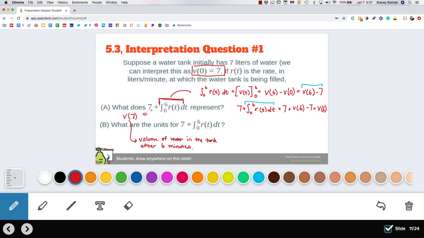Think of it like this. This is the initial amount, and then you're adding the area from 0 to 6, right? So it's like you're starting here, and then you're adding however much more is being pumped into the tank between 0 and 6 minutes. So this is how much water you have in the tank after this full 6 minutes. And what is it measured in? Measured in liters, right? Because the volume is measured in liters. The rate is liters per minute times the delta t, time is measured in minutes. Liters per minute times minutes is liters, okay?